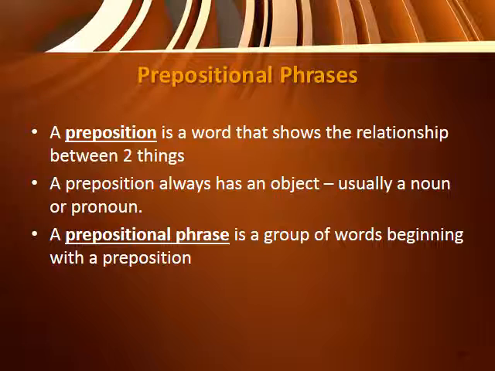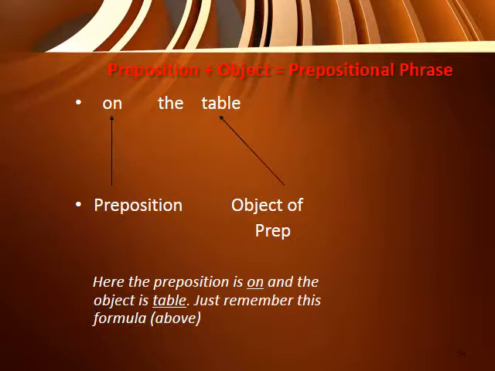It always has an object, usually a noun or pronoun. And the phrase that starts with the preposition is called a prepositional phrase. Basically, that is a group of words beginning with a preposition. Here is an example of a prepositional phrase, and you can see the formula that I've placed on top of the slide. If you have a preposition plus the object, then you have a prepositional phrase. But it has to have a preposition and it has to have an object.